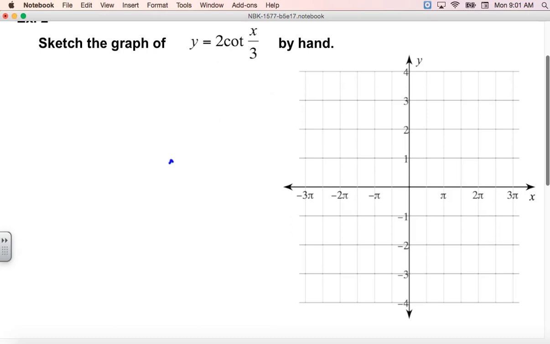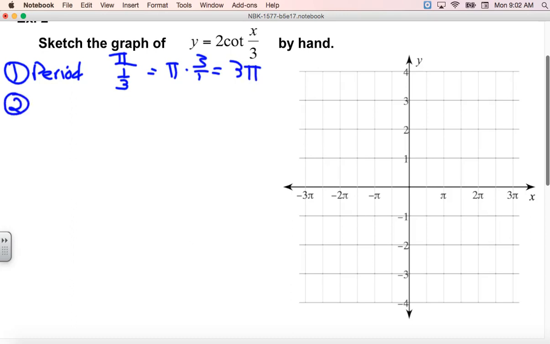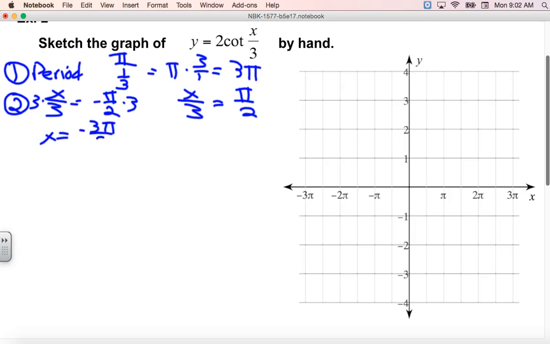So let's do a cotangent one real quick. First of all, the period is going to be pi divided by 1/3, which is pi times 3 over 1. So your period is 3 pi. And the second step is to take x over 3 and set it equal to negative pi over 2 and equal to positive pi over 2. So times 3 on both sides, so x is going to equal negative 3 pi over 2 and positive 3 pi over 2.